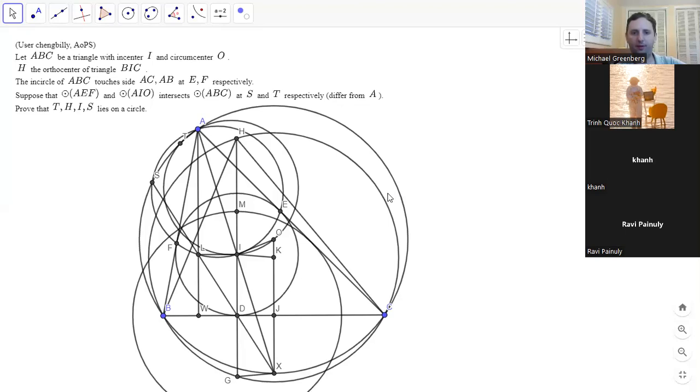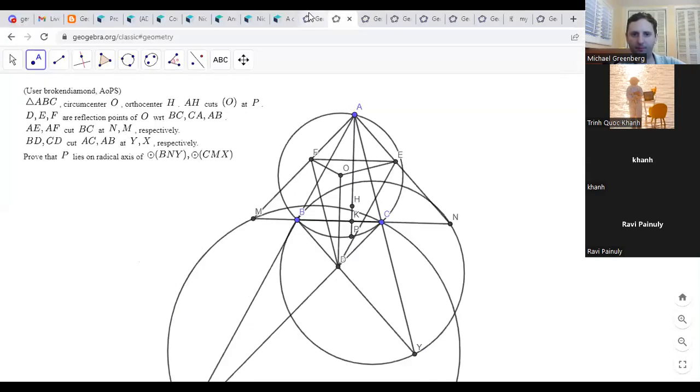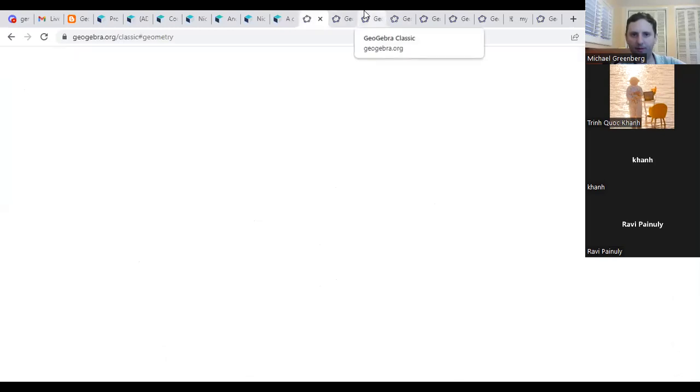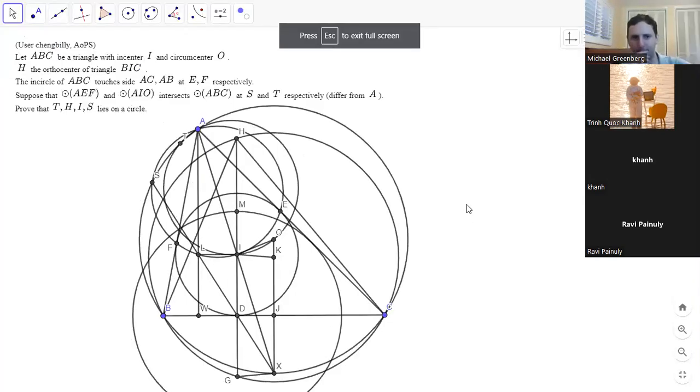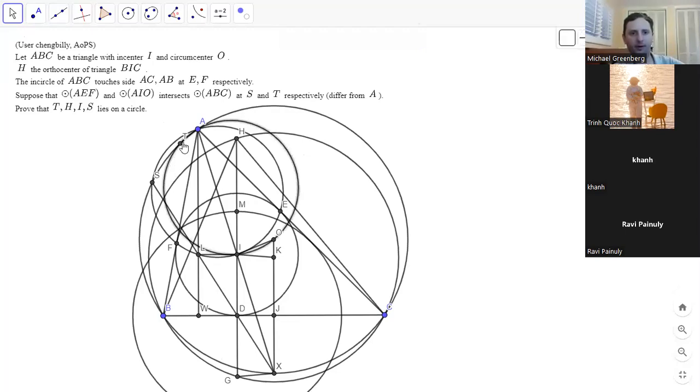So yeah, there's this problem, and then the other problem, let's see. Yeah, let's just do this one for the rest of the time. So we have the circumcircle of AIO, and it meets it at T, and then we have the circumcircle AEIF, and it meets it at S. And we just want to show that T, H, I, S are cyclic, where H is the orthocenter of BIC.